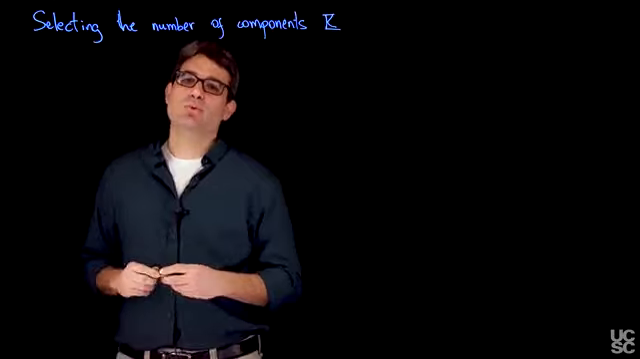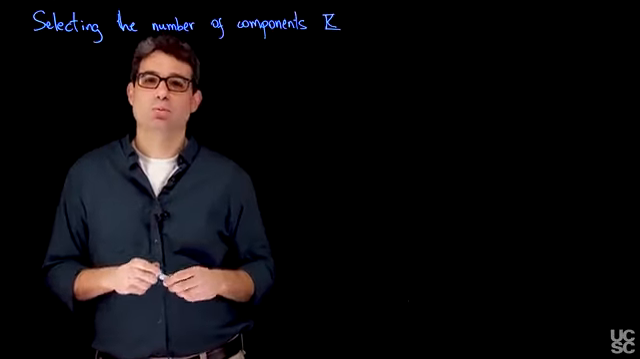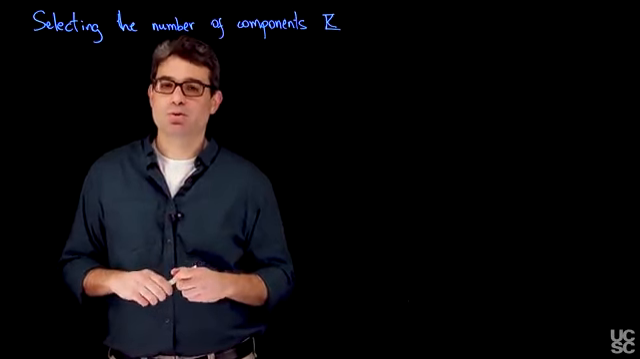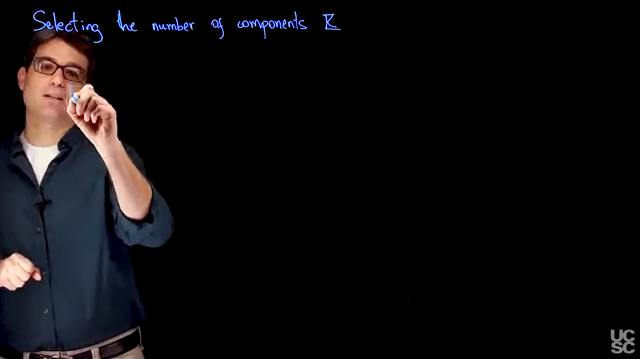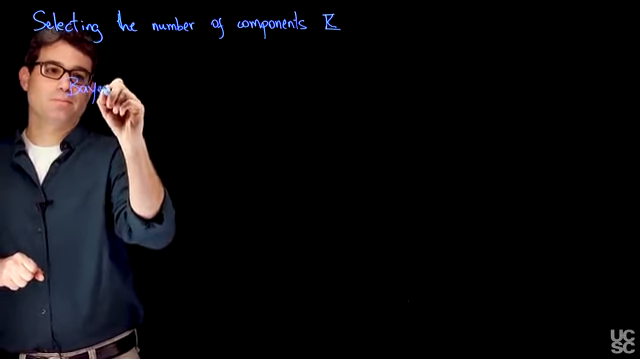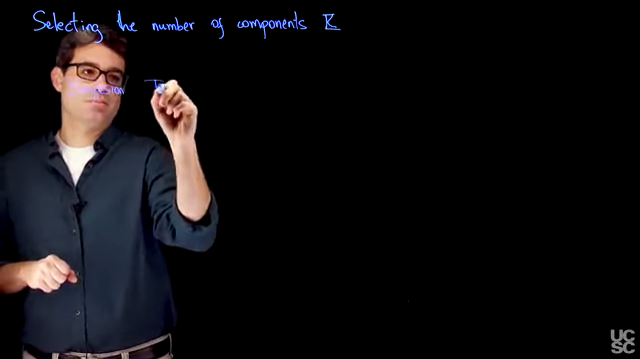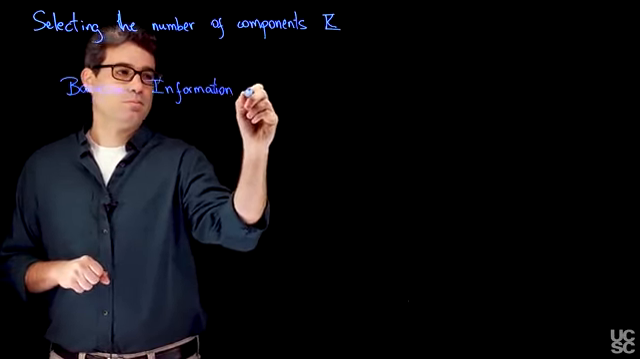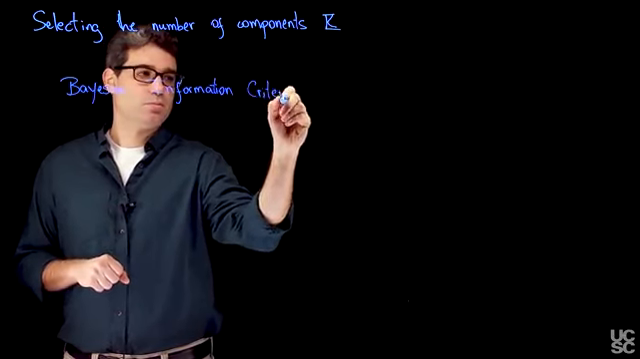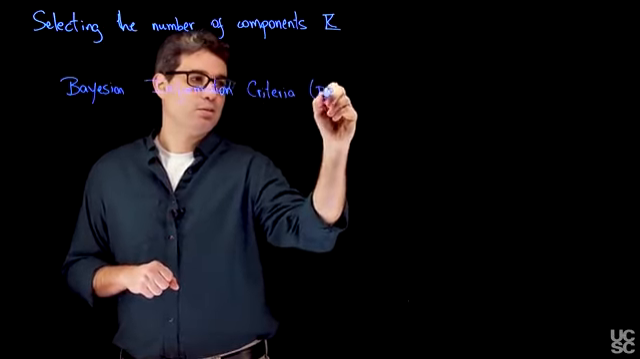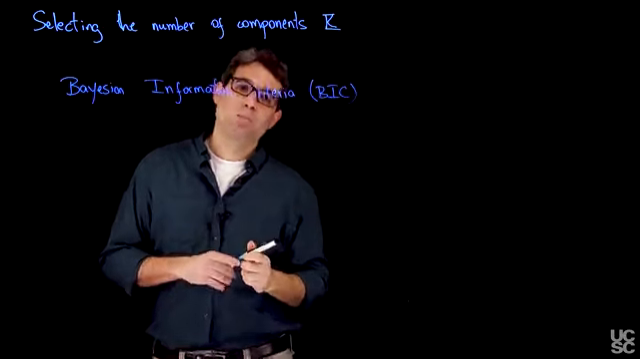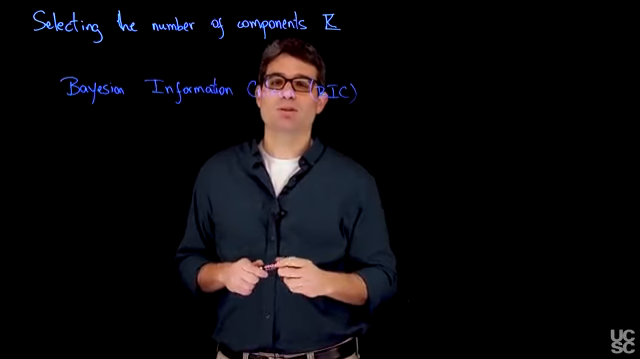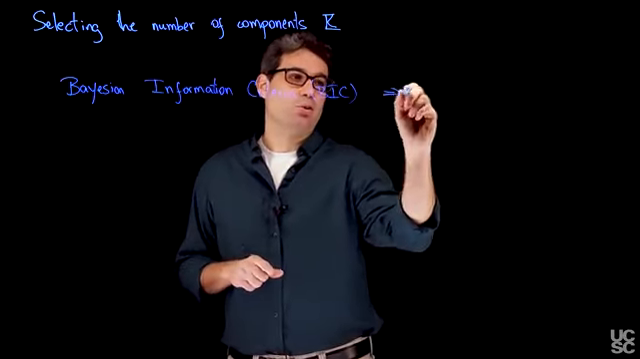So in terms of tools for doing model selection, and in the end selecting the number of components is a problem of model selection, one that is very popular and that can be used for mixture models is the Bayesian information criteria, or BIC for short. BIC is going to be the primary tool that we're going to use to select the number of components in the context of the EM algorithm.